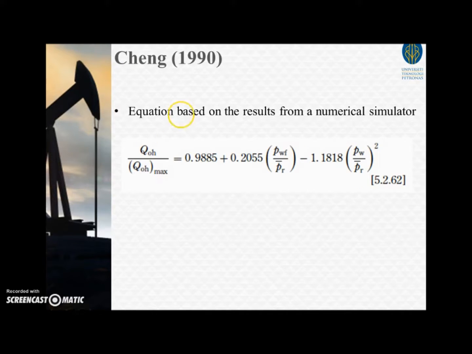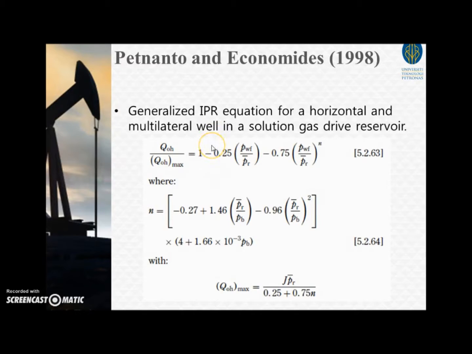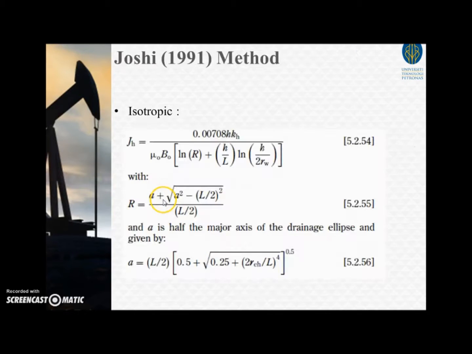Cheng presented a form of Vogel equation for horizontal wells that is based on a numerical simulator, and Retnanto and Economides developed a generalized IPR equation for horizontal wells and multilateral wells. Okay, finished already.